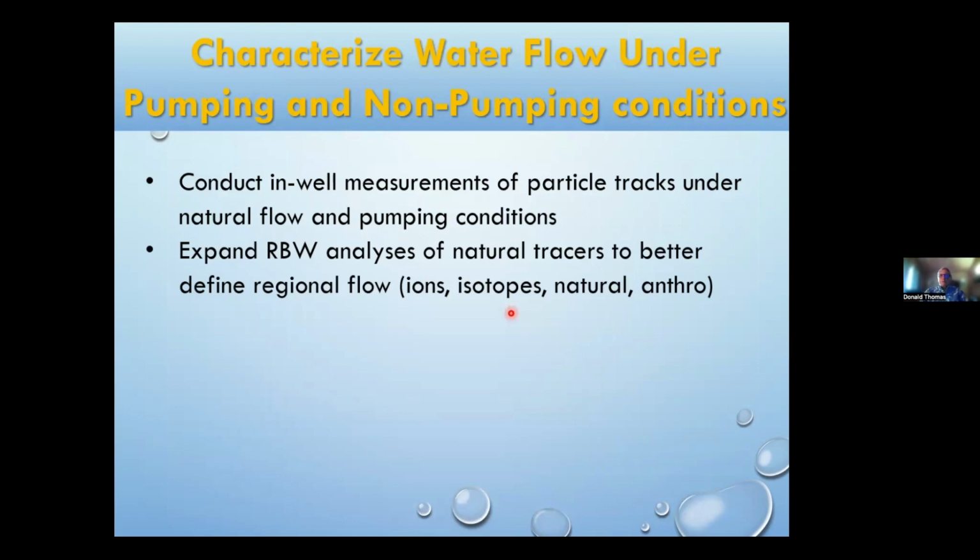Also, as part of this work, we want to expand Bob's analysis of the natural tracers to include ions, the ion concentrations such as the chloride, the other ions, the isotopic composition of the water and the dissolved ions that are both from natural products as well as anthropogenic contaminants that are already present in the water. And again, the idea is that water under urbanized areas has distinctly different chemical compositions and isotopic compositions than water coming in from more pristine regions.